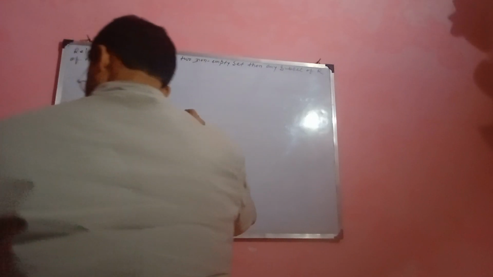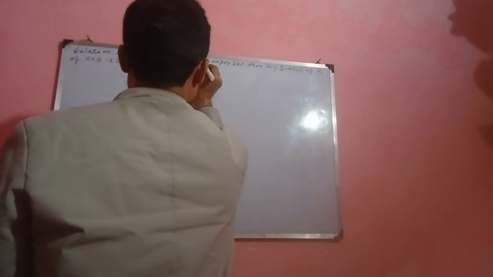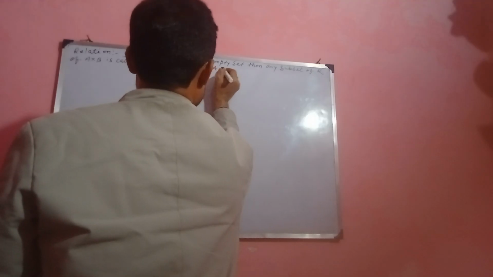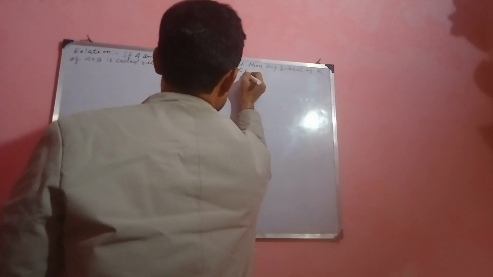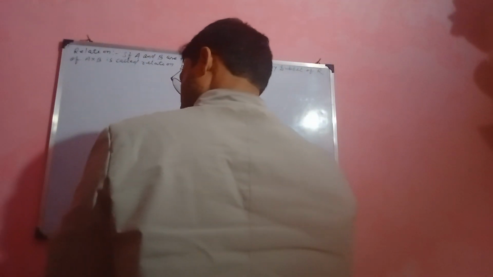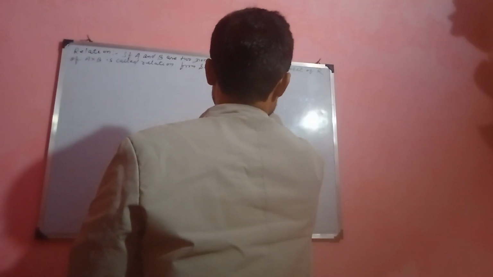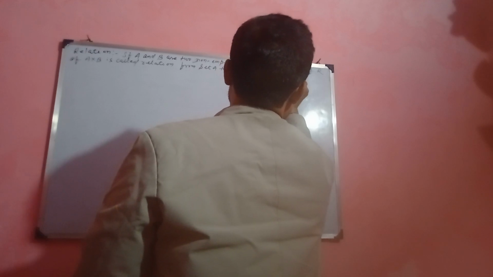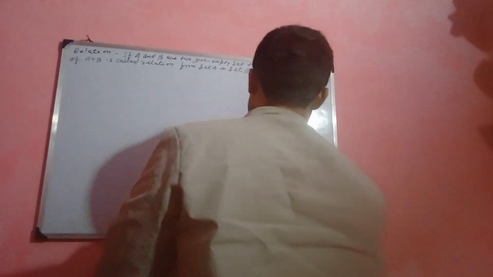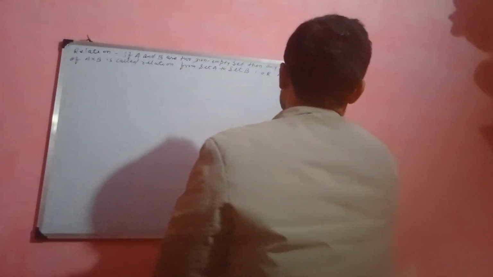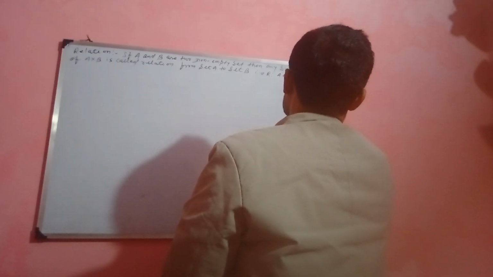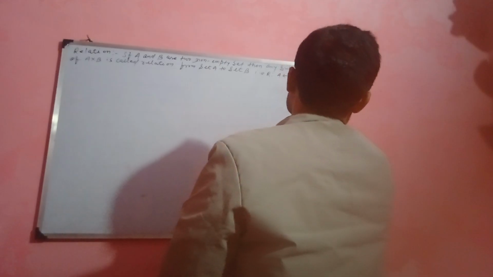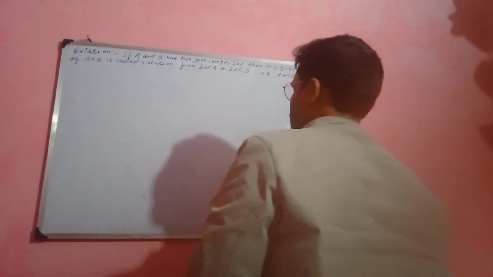From set A to set B. That is, R is a relation from A to B implies R is a subset of A cross B.